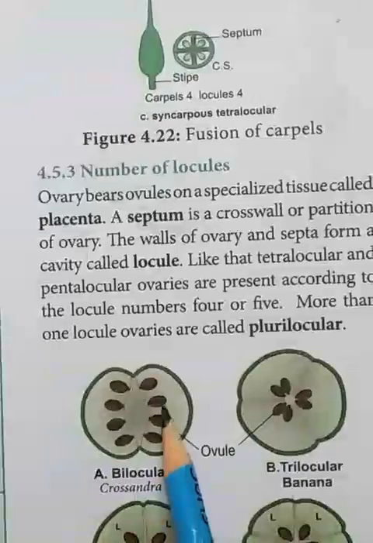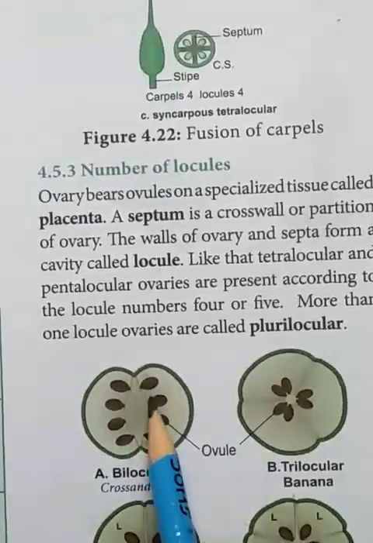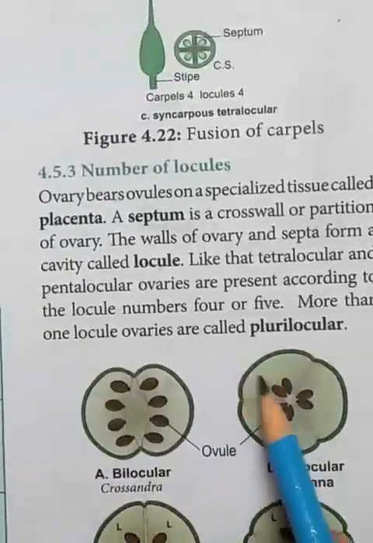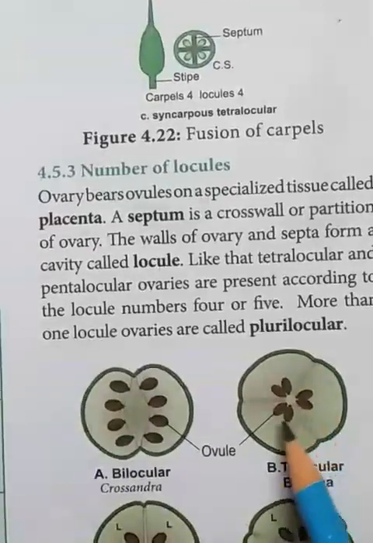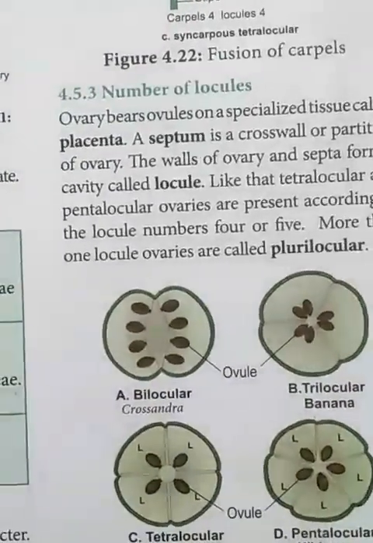In each locule you can find the ovules arranged on a connective tissue, a specialized tissue called the placenta. Trilocular: here you can find three locules present. Inside each locule the ovules are present. This is trilocular. An example is banana.